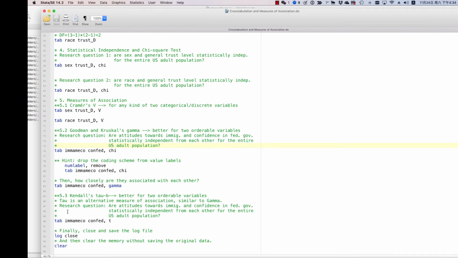That's everything that I want to cover for cross-tabulation and measures of association in Stata. Before you leave, close your log file by running row 93 and then clear the memory so that you will not destroy your original data accidentally.